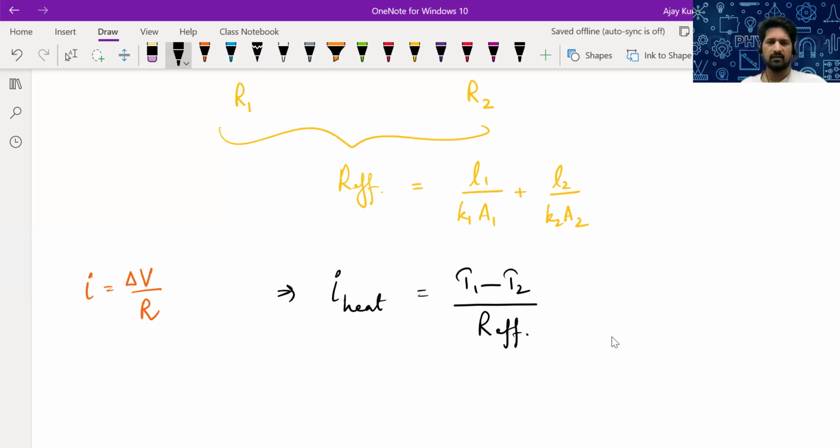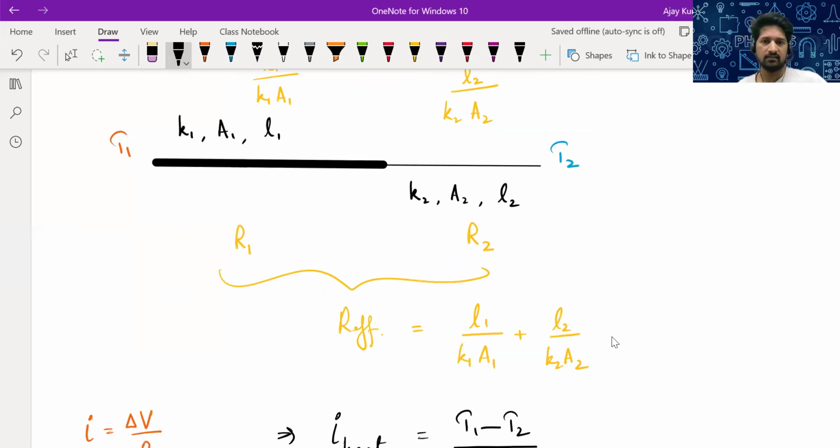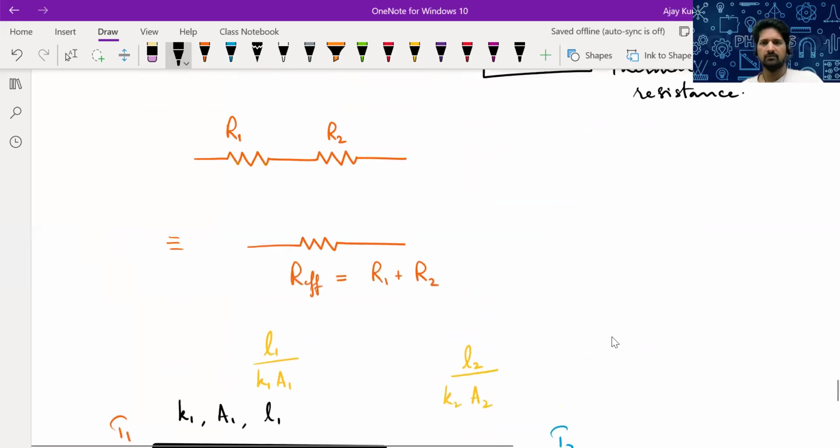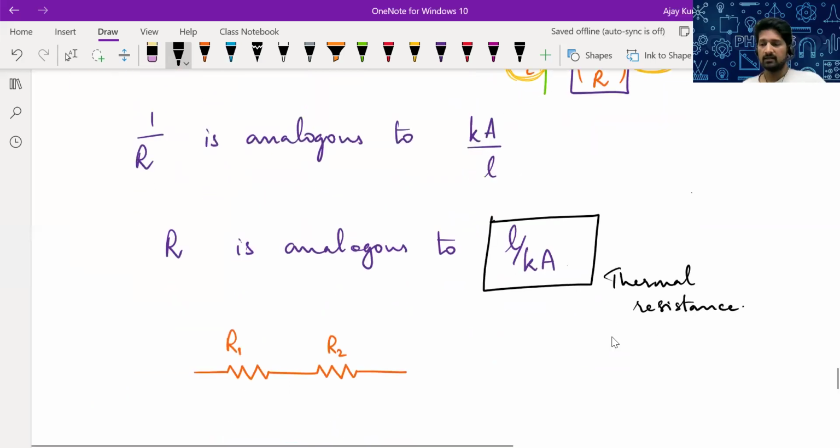Similar ideas you can use for parallel connections also. So what is the idea here? You can treat a thermal conductor similar to an electrical conductor. Electrical conductors offer electrical resistance, thermal conductors offer thermal resistance, and we drew an analogy between them. Thermal resistance of a conductor is given by L by KA. So if multiple rods are connected, find out the resistance of each rod, then find out the resistance of the combination. You can tell the overall rate of heat flow directly.